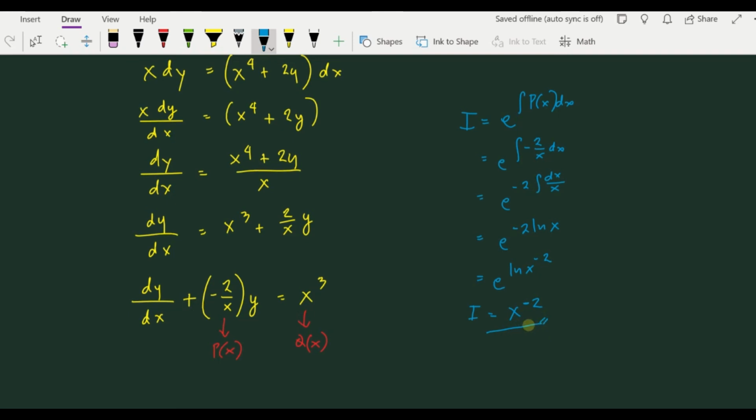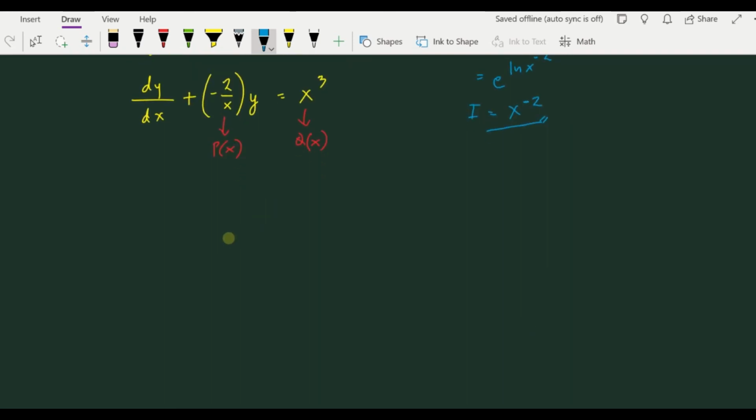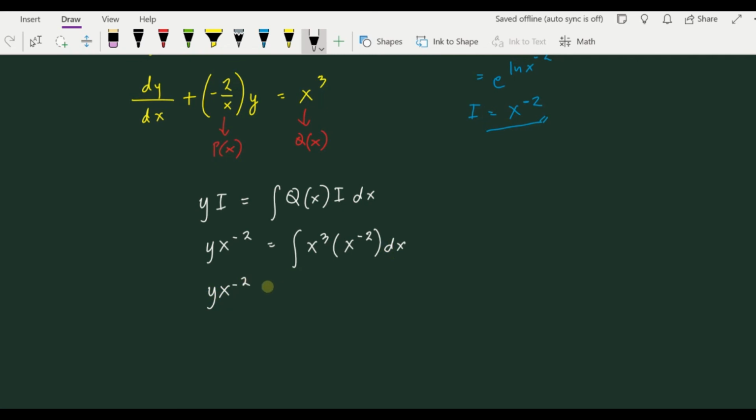Okay? So, balik tayo sa ating general form. General form natin is, again, y times I is equal to the integral of Q of x times I dx. So, substitute lang, y. Ang I natin is x raised to negative 2 equals integral of Q of x, so x cubed, times, ang I naman is x to the negative 2 dx. So, we have y x to the negative 2 equals integral of x, kasi x cubed times x to the negative 2, add the exponent, 3 plus negative 2, 1. So, x dx na lang siya.